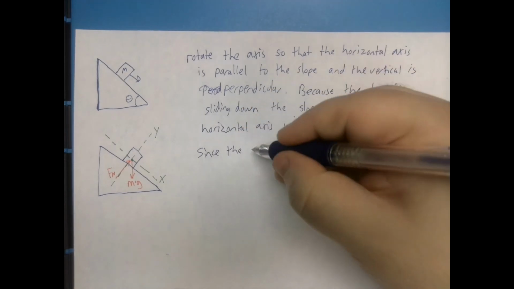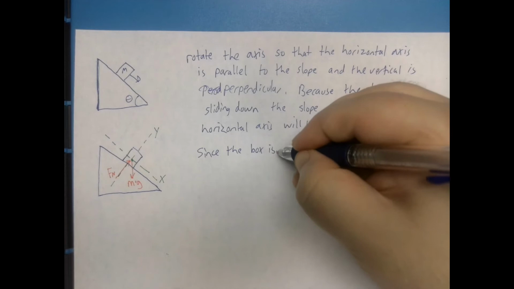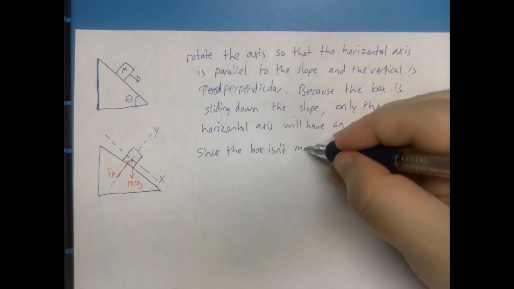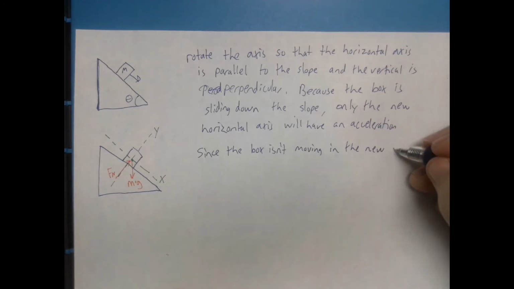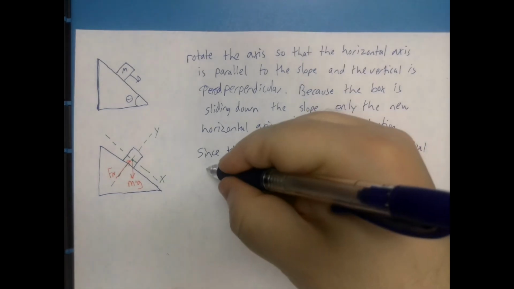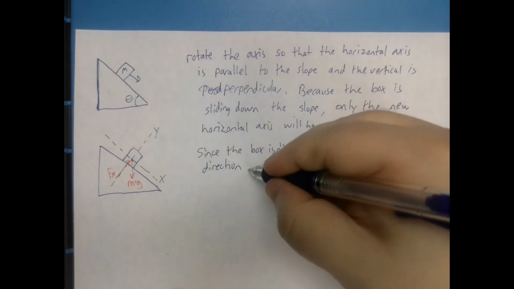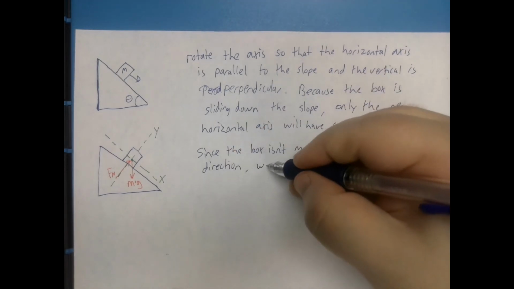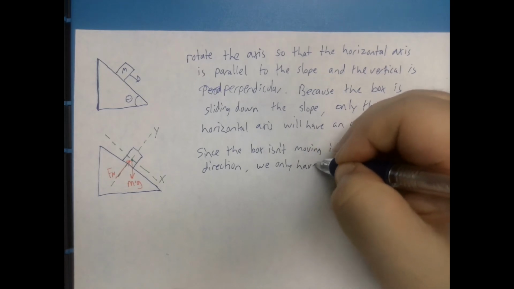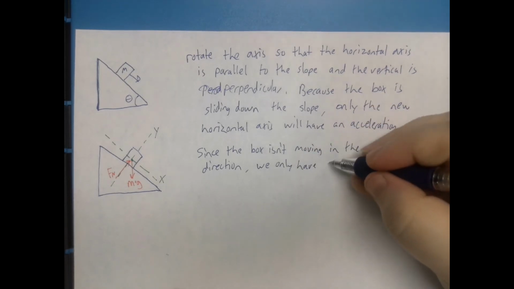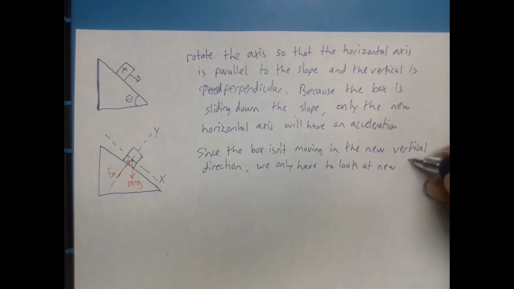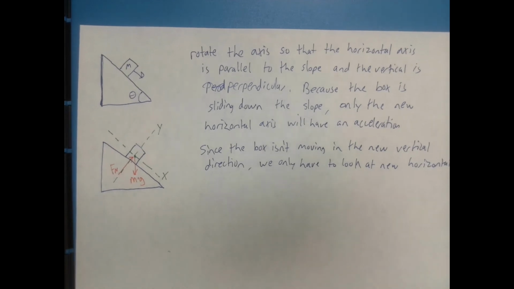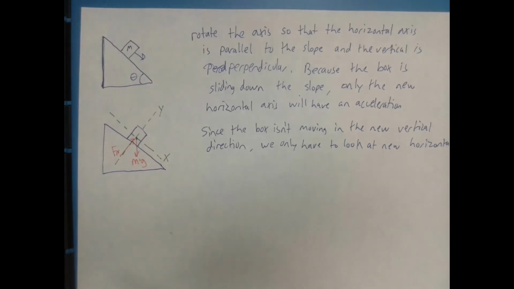Since the box isn't moving in the new vertical direction, we only have to look at the new horizontal. So this image can be broken up.